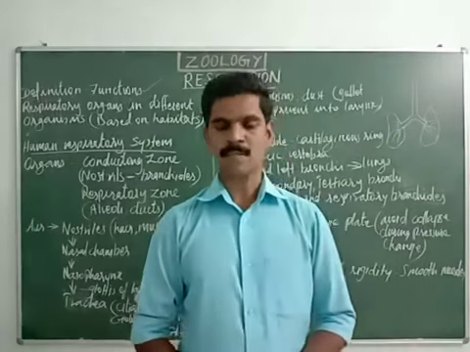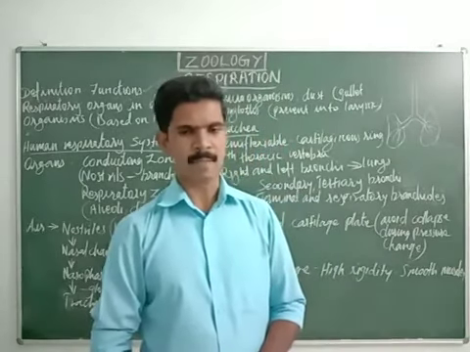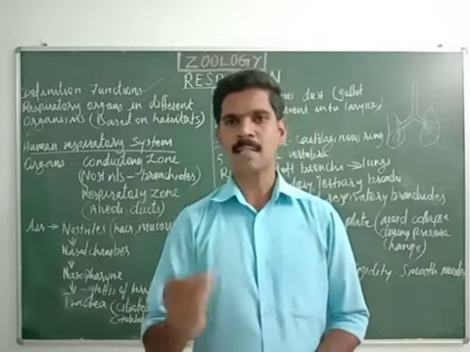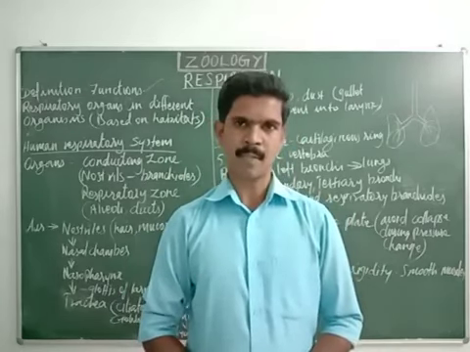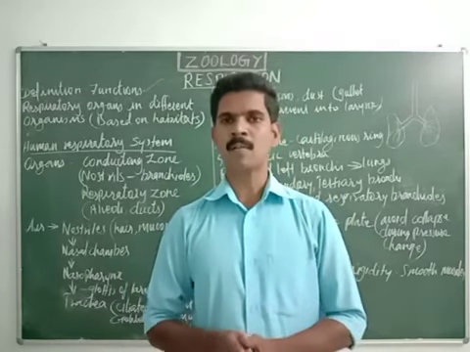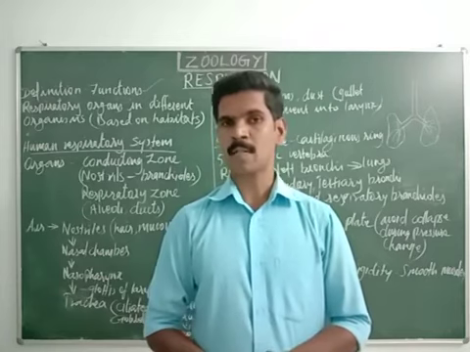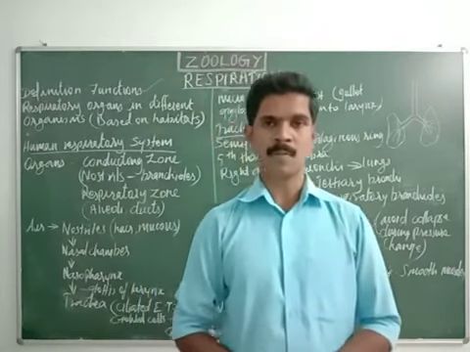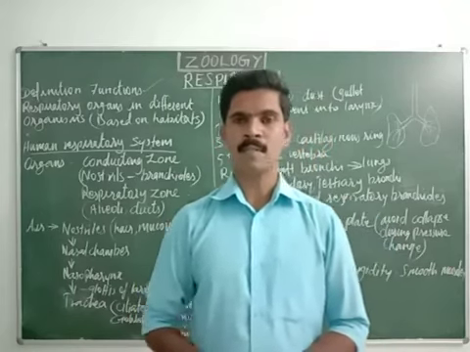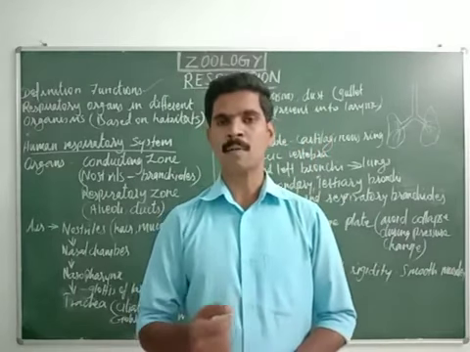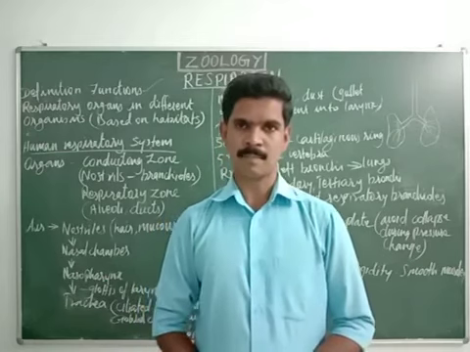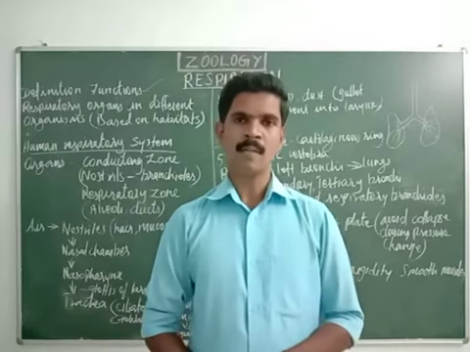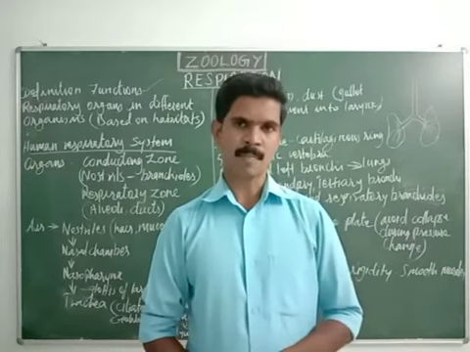The last function, the fifth function of our respiratory system, is removing the heat produced during cellular respiration. When the cells break down nutrients using oxygen, a large amount of energy is released and some heat is also produced. That heat is removed from the body with the help of our respiratory system. Understand, my dear students? So now we have studied 5 important functions of our respiratory system.